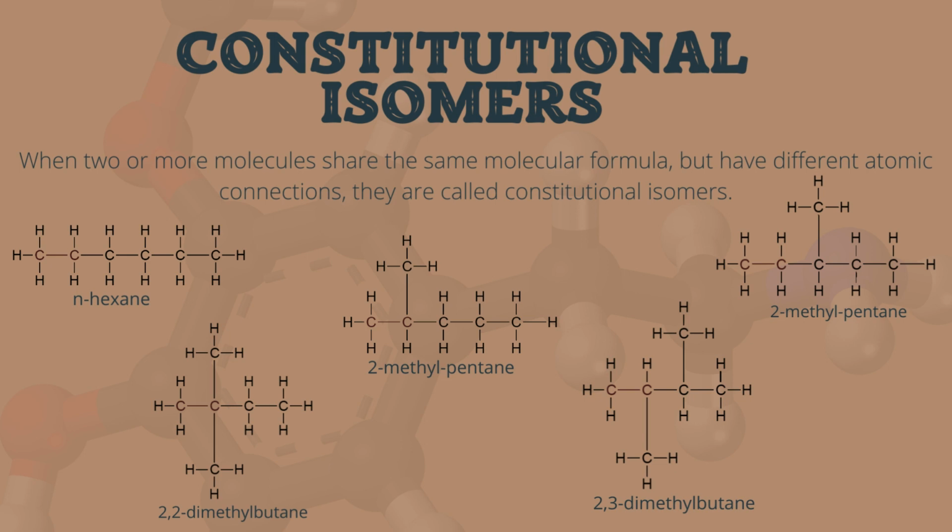So you can create your own examples. Try by all means to practice this. Understand isomers. Just give yourself a molecular formula and play around with the isomers that you can find. In that way you will be able to understand isomers. Again, when we are talking about isomers, we are talking about 2 or more molecules which share the same molecular formula but have different atomic connections.